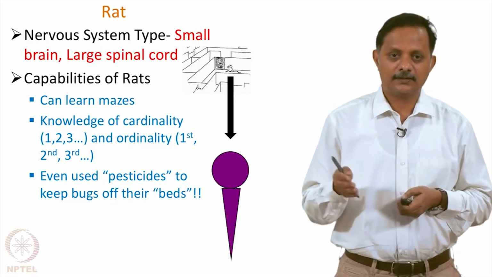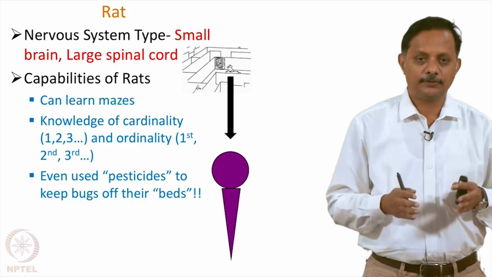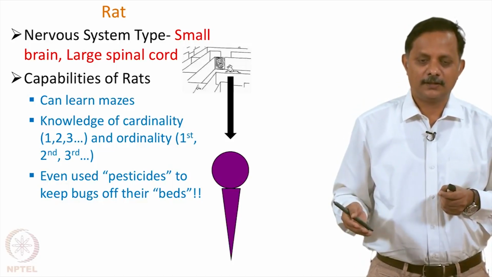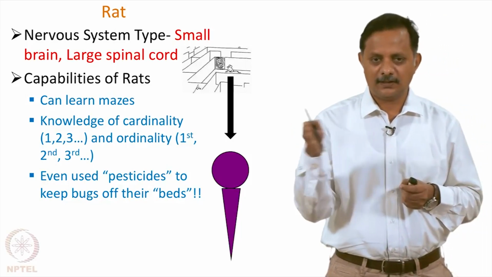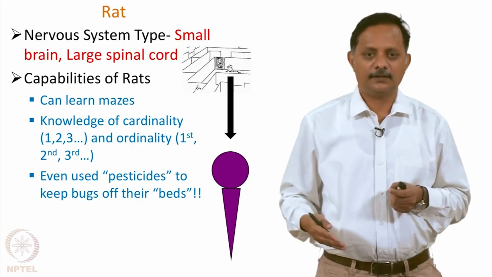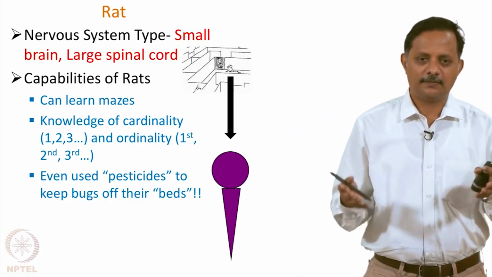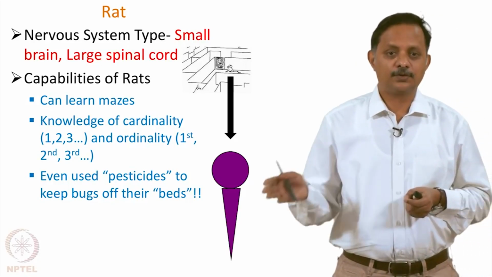So, cardinality is numbers, that is 1, 2, 3, it is a question of magnitude, whereas ordinality, first, second, third, is a question of sequence, right. For example, a first house or a second house or a third house in a street, that is ordinality. Cardinality is basically like 1 apple, 2 apples, 3 apples, that is cardinality. So, rats were able to distinguish between these 2 kinds of concepts.